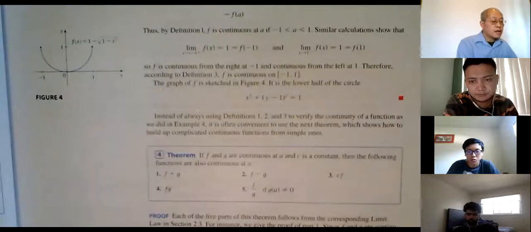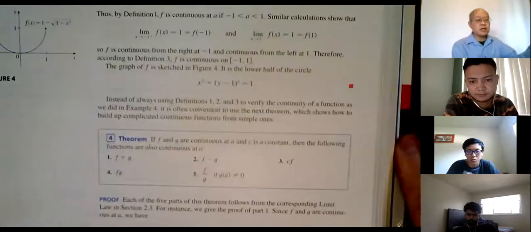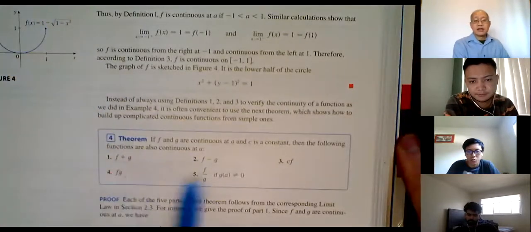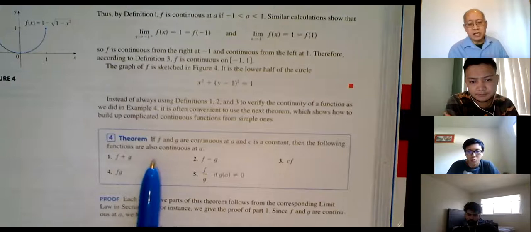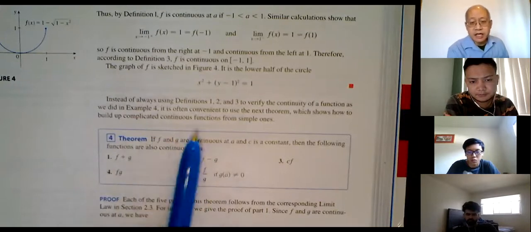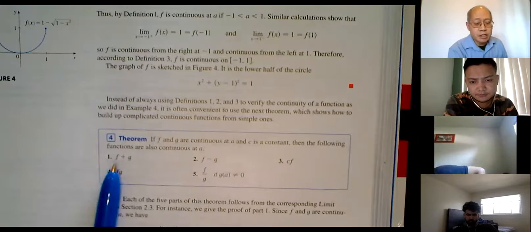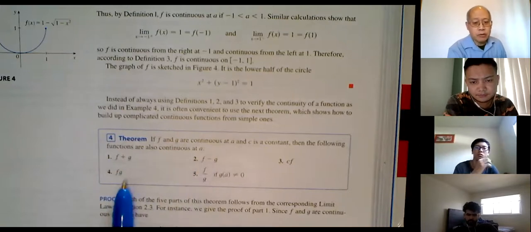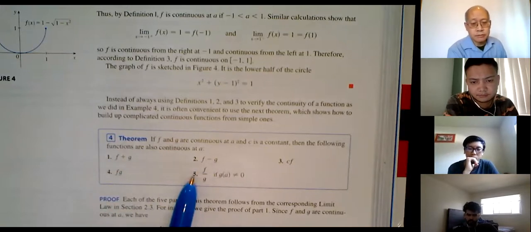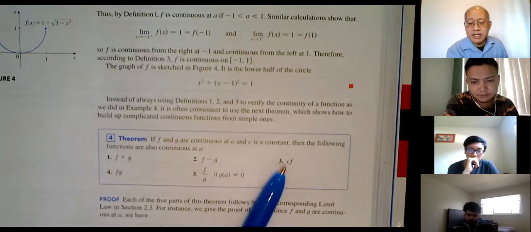All right, then on the bottom of 117, it looks like a lot of memorization, not really. It says if you have two continuous functions, if you add them up, it's continuous. If you subtract, multiply, or divide them, it's still continuous, as long as you're not dividing by 0 here. And number 3, a constant times a function. If f is continuous, constant times a function is continuous.